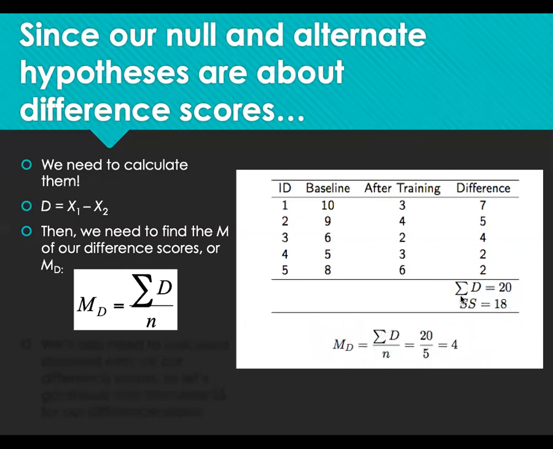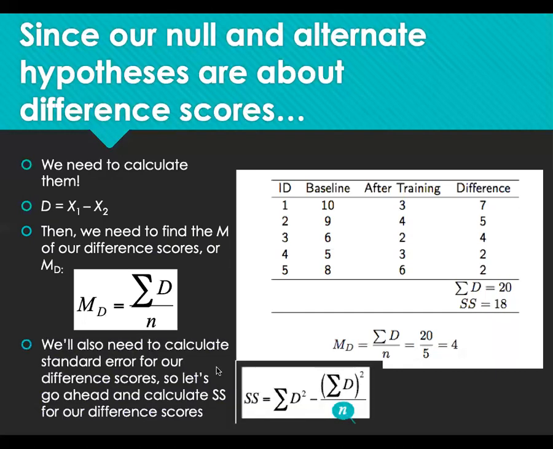So the average difference is 4 when you calculate it out using this formula, the sum of the differences divided by n. So we get 20 divided by 5 equals 4. We also need to calculate standard error for our difference scores. We're going to use that in the formula coming up. So we'll just go ahead and calculate sum of squares here now. You'll see I've listed sum of squares equals 18. Here's the formula for sum of squares, in case you forgot. It'll be on a later slide again as well.